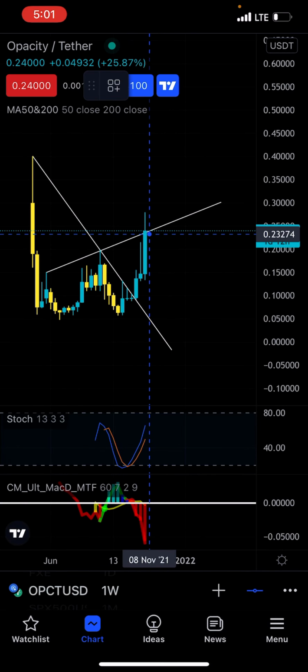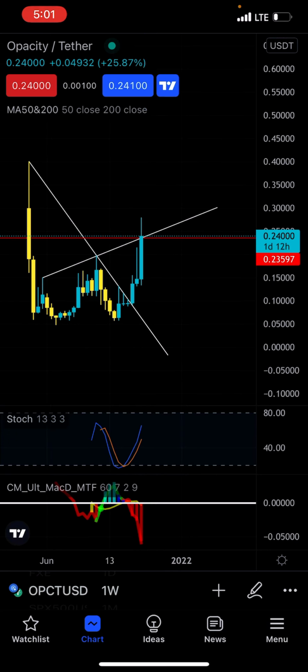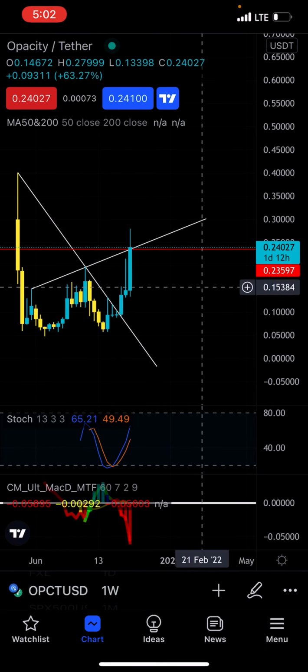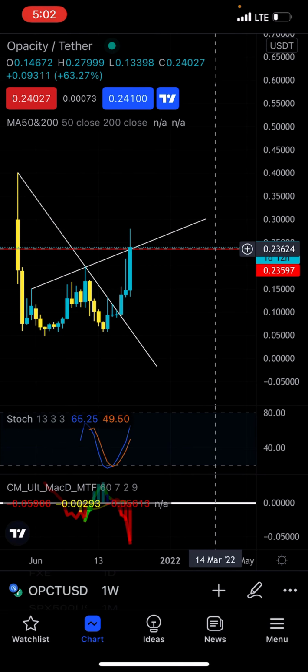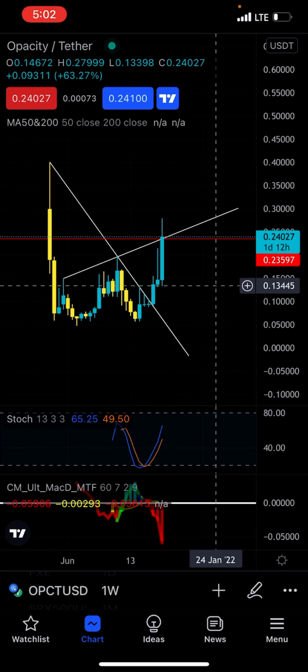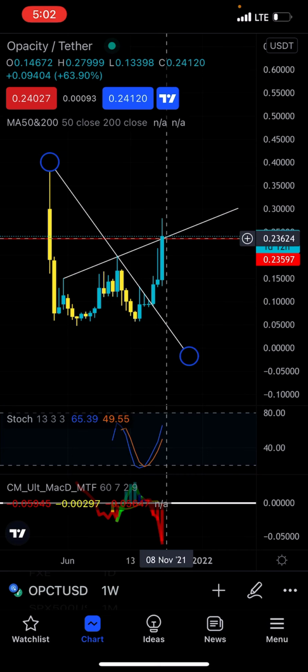First take profit would be where the candle actually touched the top of the trend line right here. So your first TP would be at 23 cents, right? And if you would have gone in right after we closed that bullish week, you would have gone in at 9 cents. This would have already easily been a 100% gain.